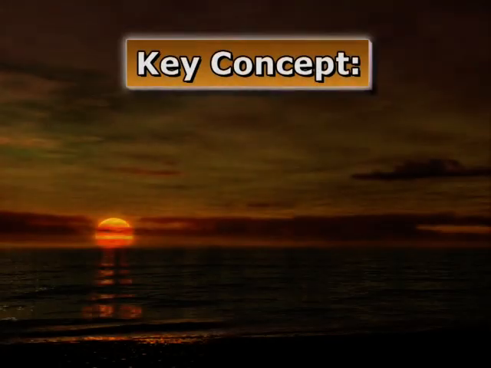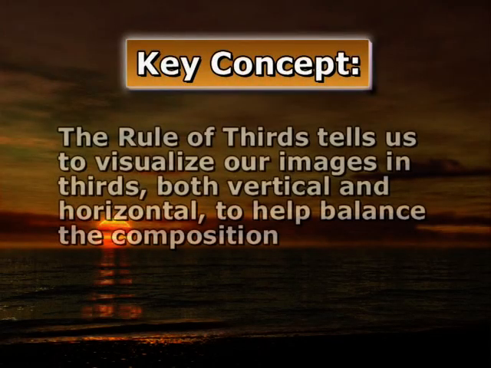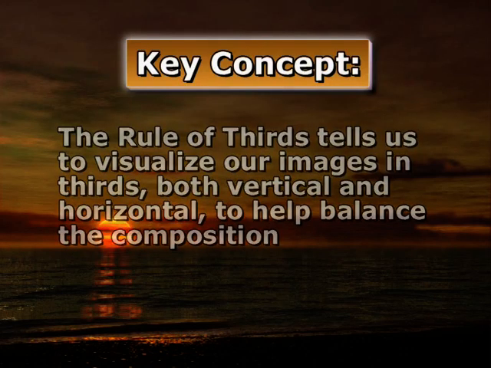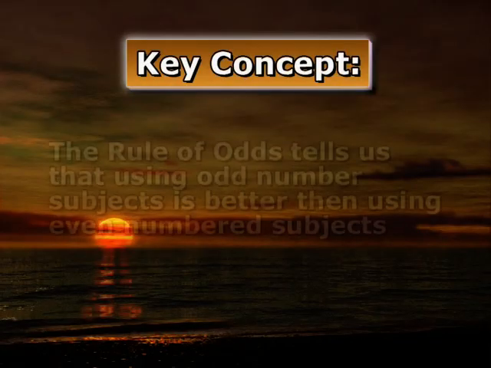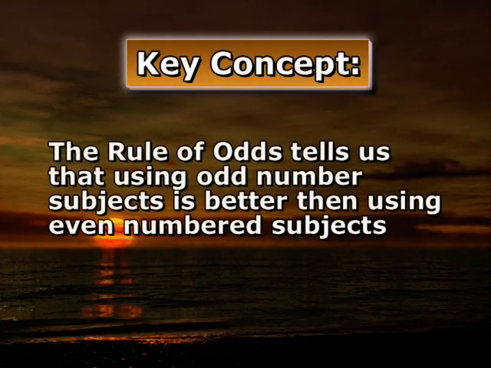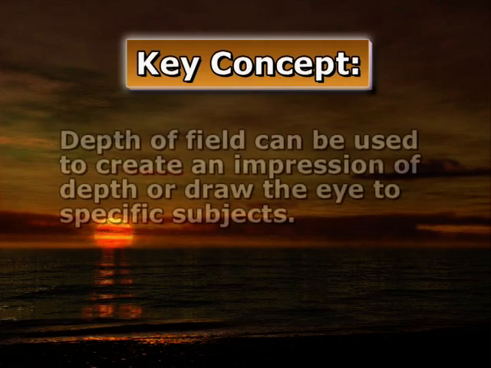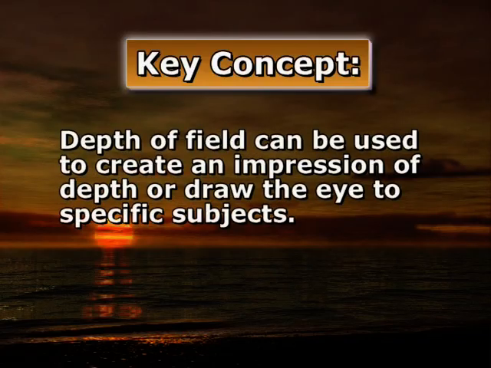Key concept. The rule of thirds tells us to visualize our images in thirds, both vertical and horizontal, to help balance the composition. Key concept. The rule of odds tells us that using odd number subjects is better than using even number subjects. Key concept. Depth of field can be used to create an impression of depth or draw the eye to specific subjects.